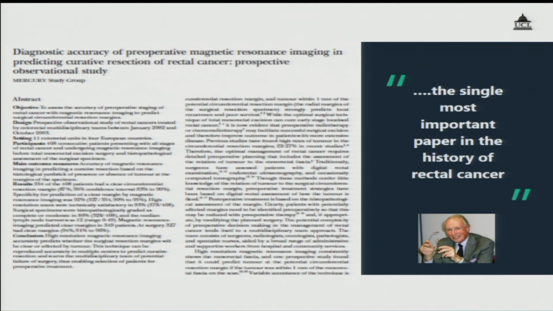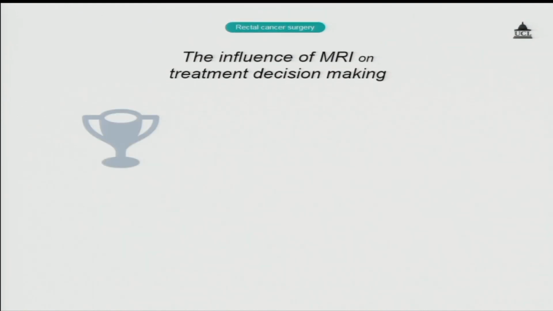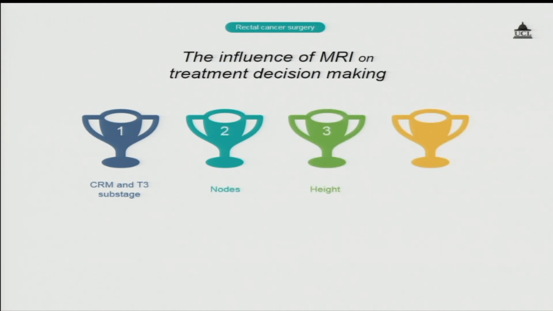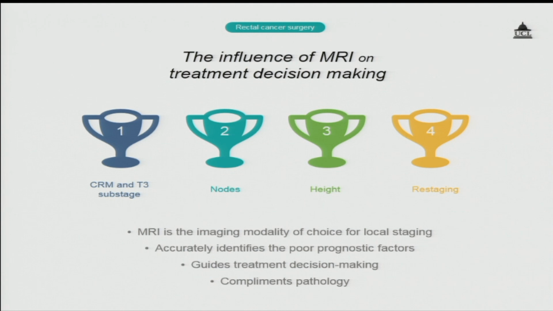We've seen since the report of this that MRI now plays a huge central pillar in the MDT. Not only is it involved in the decision-making of neoadjuvant treatment, but it helps us plan our surgical treatment and then can often help the pathologist and guide decisions with adjuvant treatment as well. We can see CRM, T-stage, nodes, height, restaging, and of course these are some of the factors that I mentioned earlier that to us as the rectal cancer surgeon is particularly important.